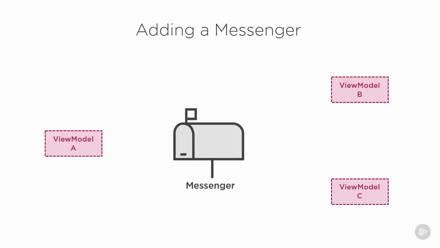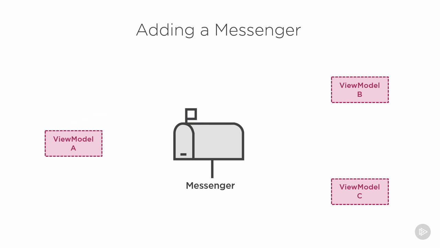Inspired by our quest to bring loose coupling all over the architecture, we can introduce an intermediate in the form of a messenger. Imagine that view model A, the one on the left, wants to inform the other view models B and C on the right about a certain event. Instead of creating a hard reference between the different view models, we're going to let view model A send a message to our intermediate, the messenger.